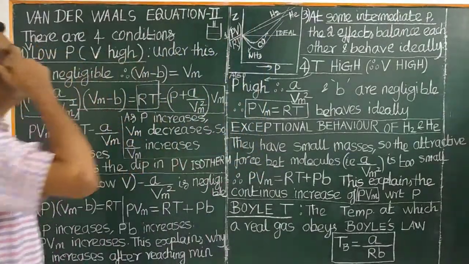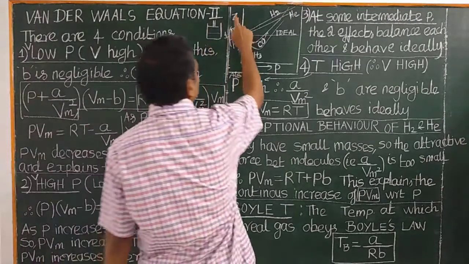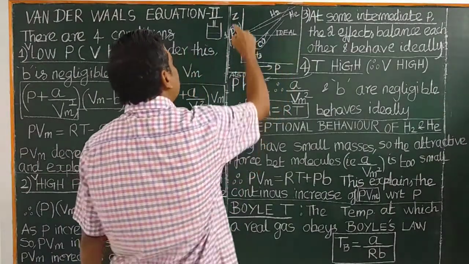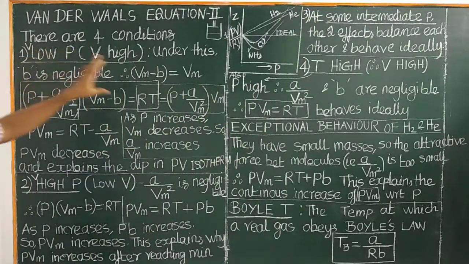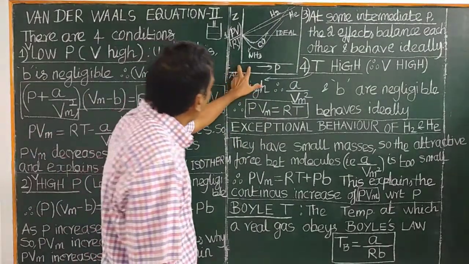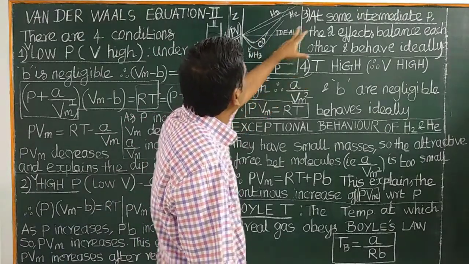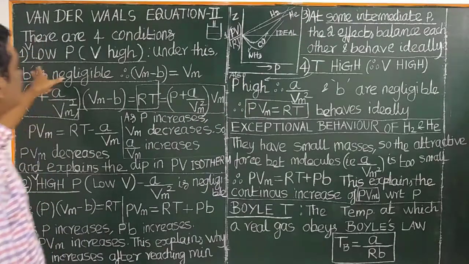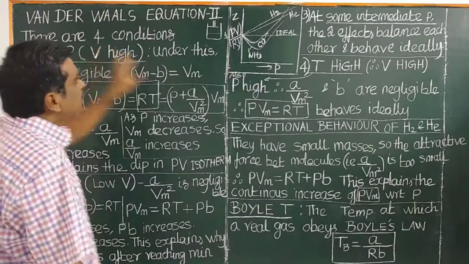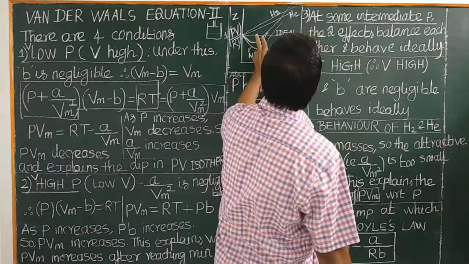Now let us apply the van der Waals gas equation to explain this curve. Why is there a dip in the curve? Why is there a continuous increase in the curve? Let us first see. If you look at the curve, there is very low pressure, very high pressure, and intermediate pressure. So there are important conditions: very low pressure, very high pressure, and some intermediate pressure.